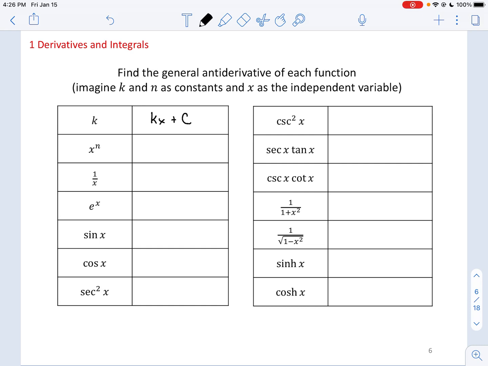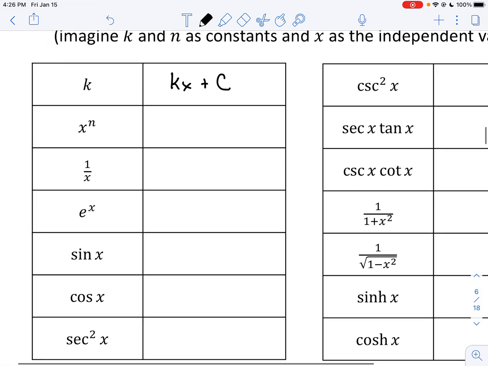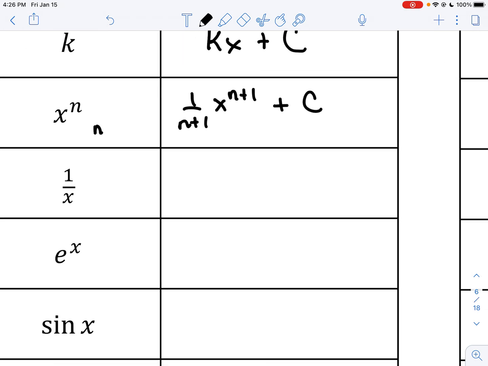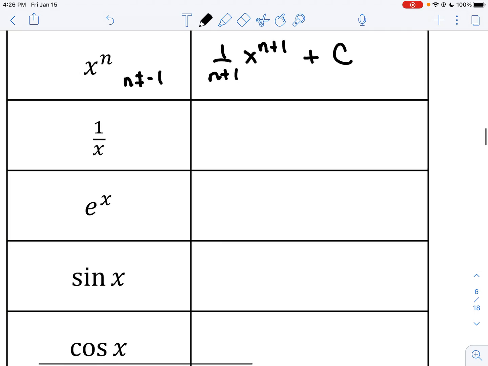Antiderivative of x to the n. Let me zoom in a little bit here. This is where we add 1 to the exponent and then multiply by the reciprocal of that exponent, plus c. Of course, this only works if n is not -1, because if you add 1 to negative 1, you get 0, and you can't reciprocate it. So this formula works for every n except negative 1. We should probably make that clear. n can't be negative 1 for this formula. If it is negative 1, then it's really just this case.